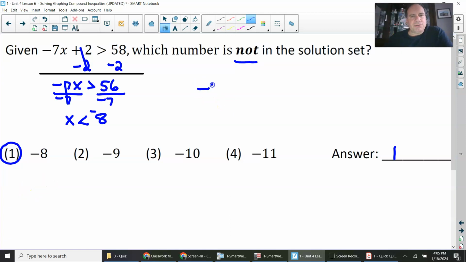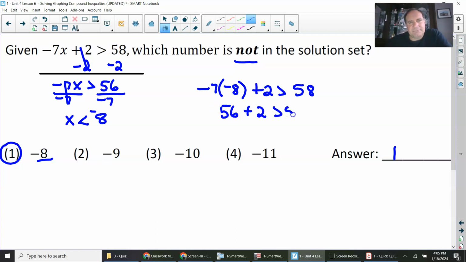Remember, you could always use substitution. You have negative 7 times x, which is negative 8, plus 2. You substituted this possible answer in, this negative 8. You get negative 7 times negative 8, and you get 56. 56 plus 2 is 58. So that means 58 is not greater than 58. So that doesn't work. And no, it's not in the solution set.